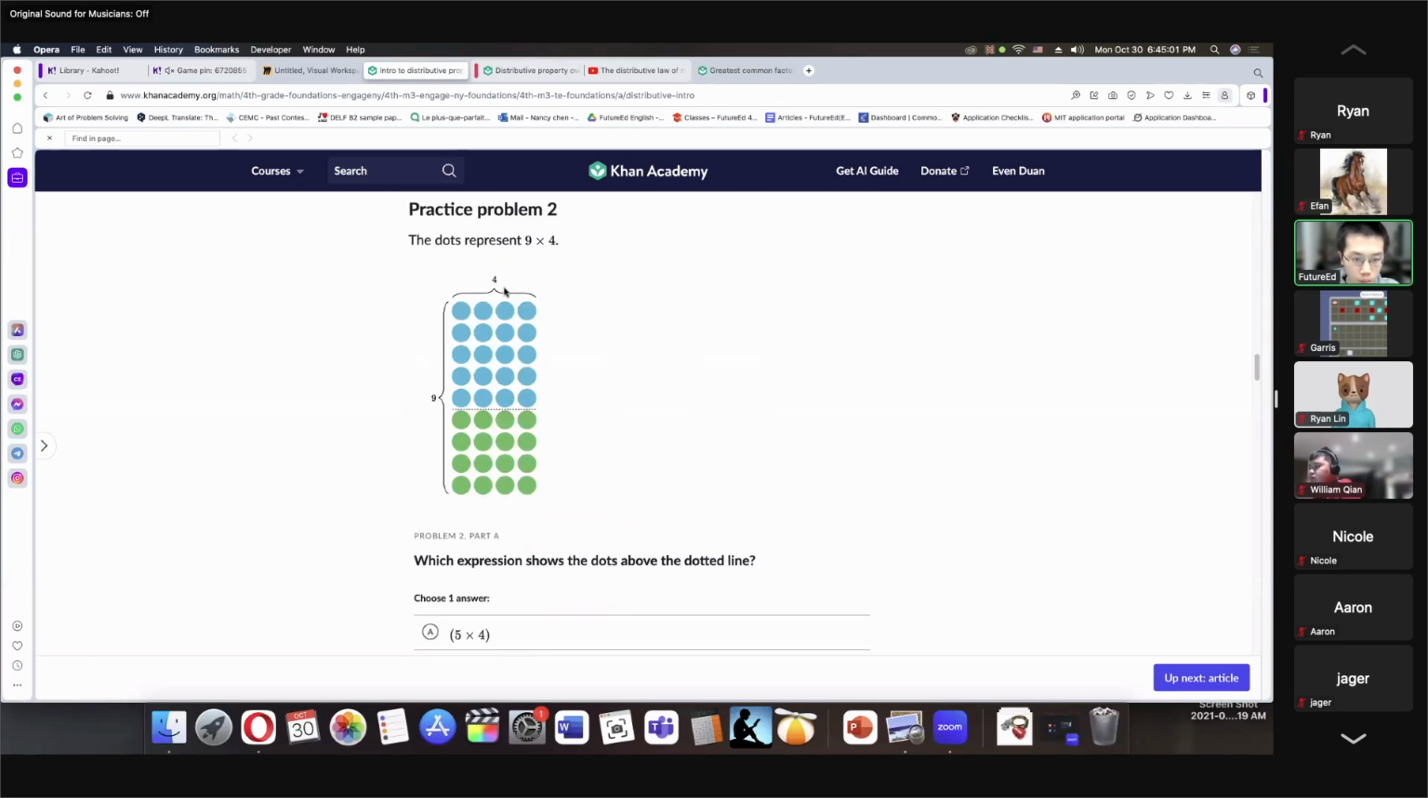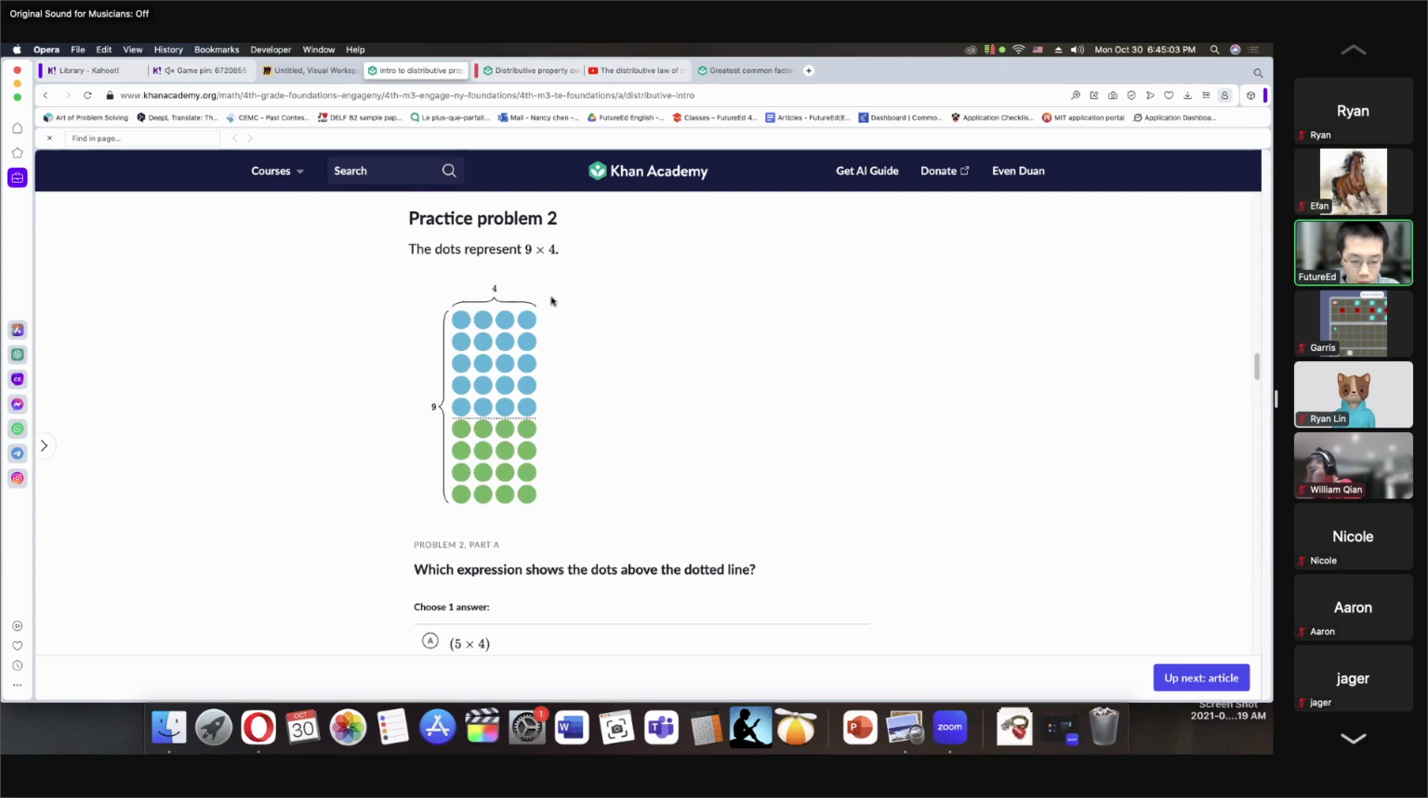So we have 9 times 4, right? And it's asking which expression shows the dots above the dotted line. And if you guys can't see the dotted line, it's the line that splits the blue circles and the green circles. I'll ask Ryan Lin this time. Ryan Lin, can you tell me which expression shows the dots above the dotted line?